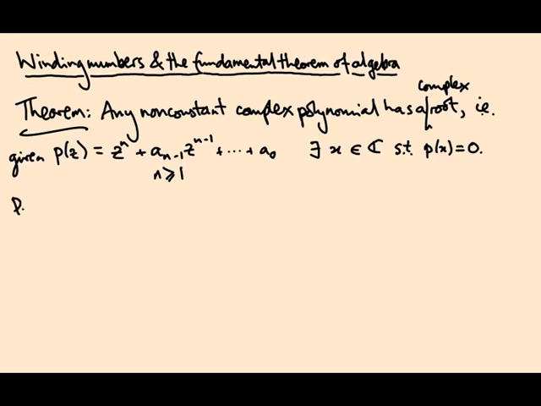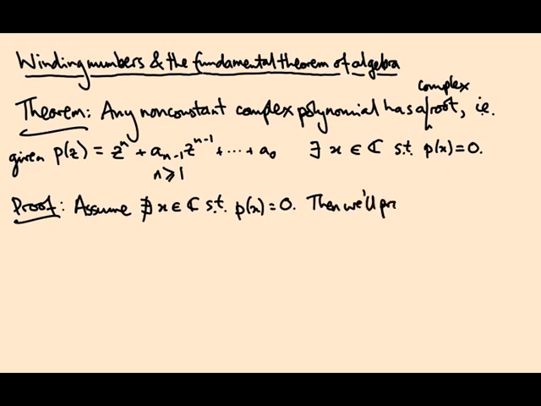So for the proof, let's suppose we have a complex polynomial that has no complex root, and then we'll prove that its degree, n, is equal to 0. So assume there is no x in C such that p of x equals 0, then we'll prove the degree of the polynomial is 0. In other words, this number n, the biggest power of z.